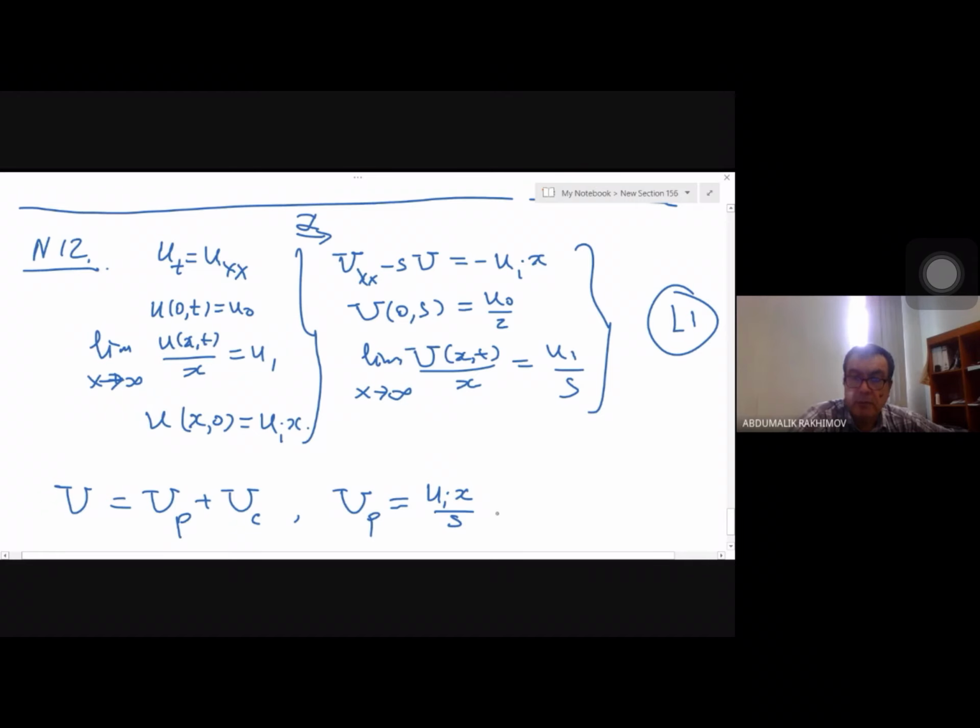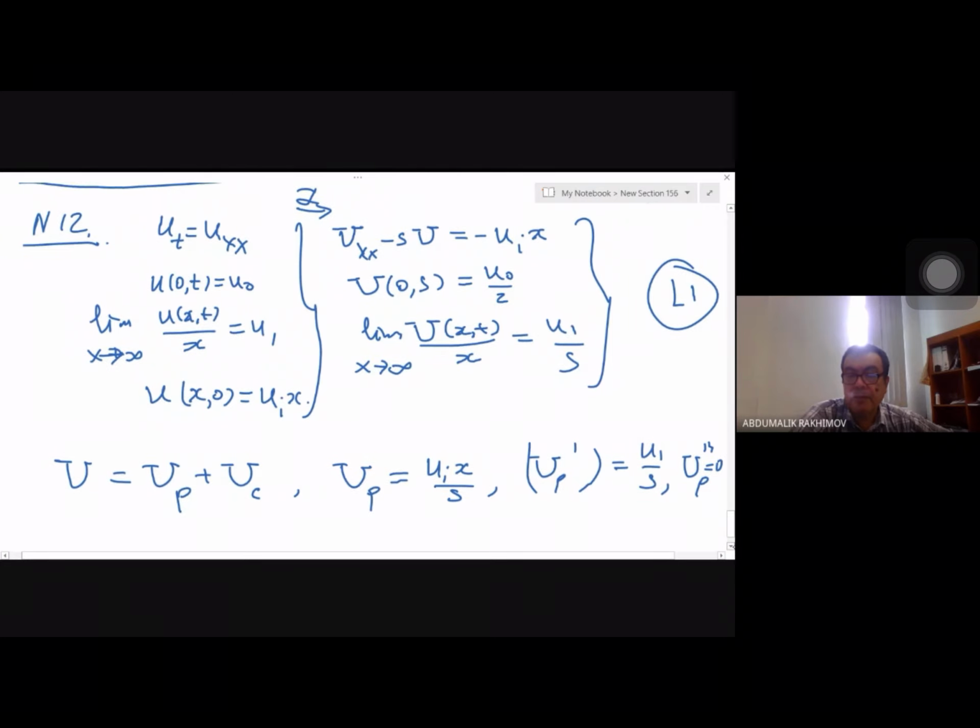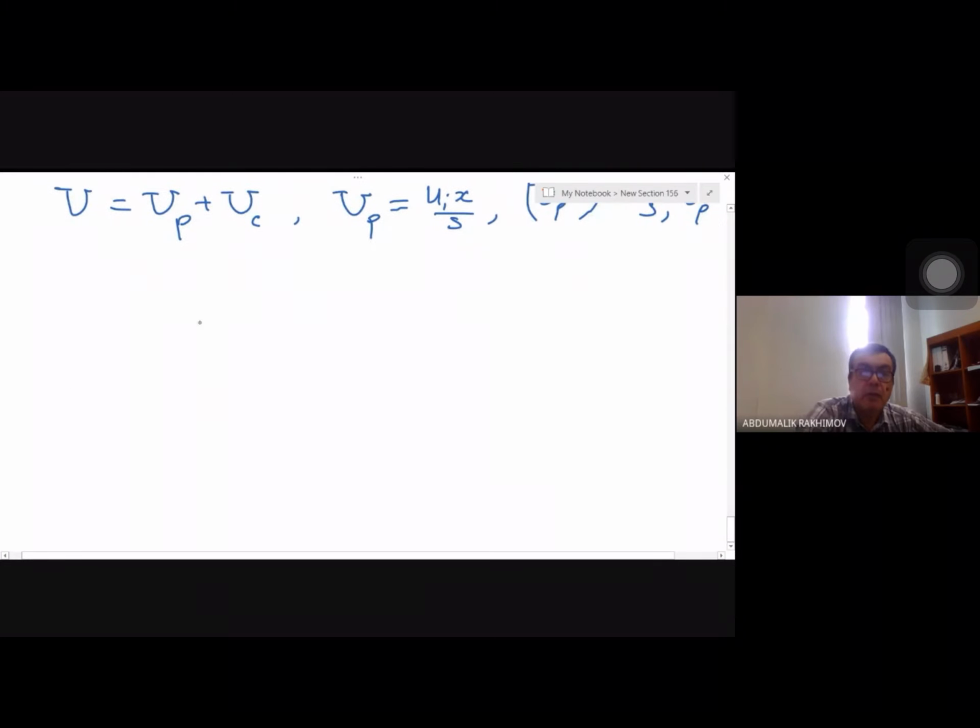When you take the derivative, up prime, what will the derivative be? It will be equal to u1 over s, since the derivative of x is 1. But the second derivative will be 0, right? That's why this term will be 0. This term uxx vanishes for up. Then you have minus s u. If you substitute up here, then s will cancel, and it will be minus u1 x. So it is a solution, right? We have a particular solution of the equation, up. This is up. Now, what is uc?